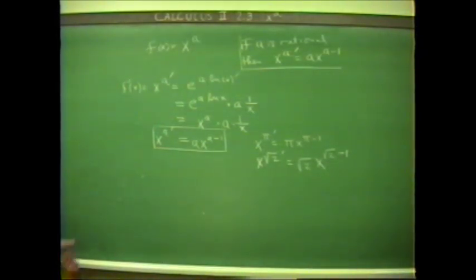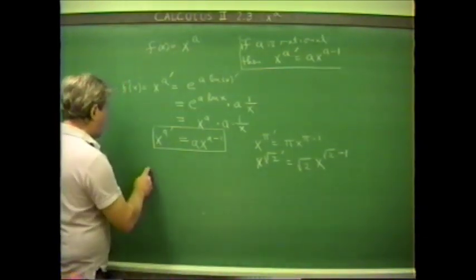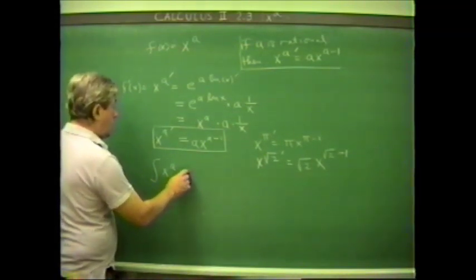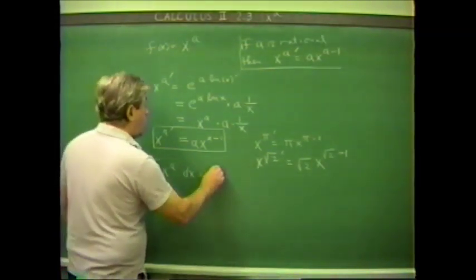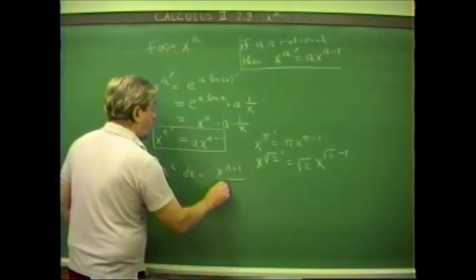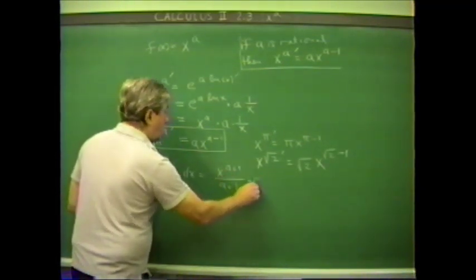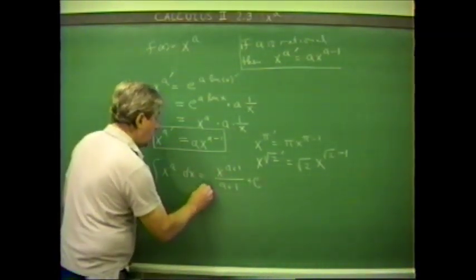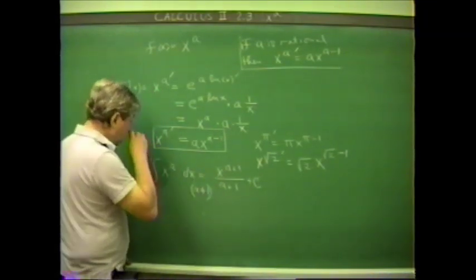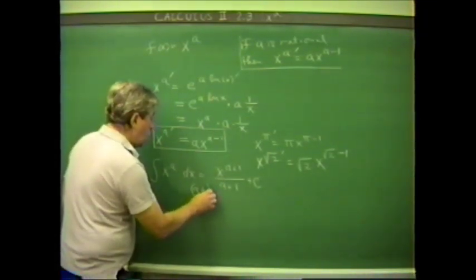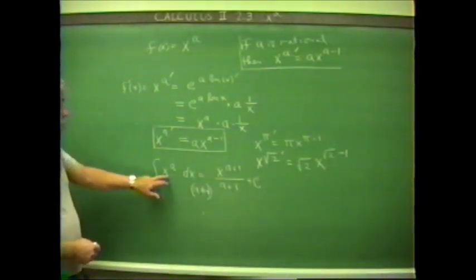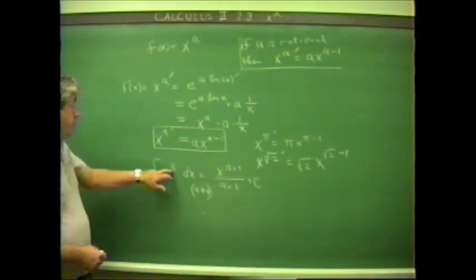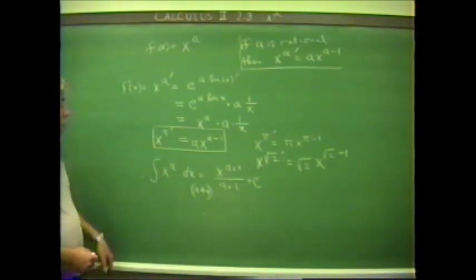Okay. Likewise, we have from this the antiderivative formula, namely that the antiderivative of x to the a with respect to x is x to the a plus 1 over a plus 1 plus any constant. This is for a not equal to minus 1. When a is equal to minus 1, of course, we're looking at 1 over x, and the antiderivative of 1 over x is log x, the natural logarithm of x.